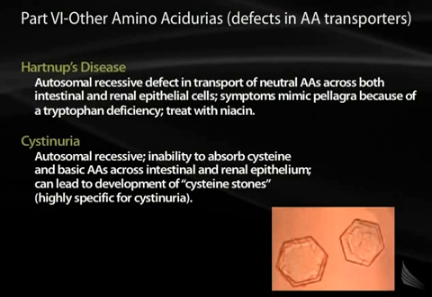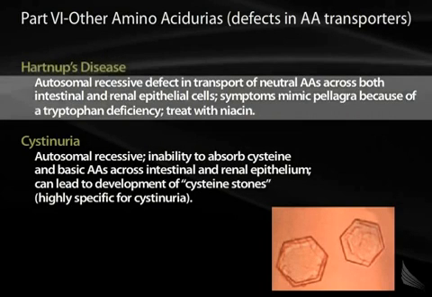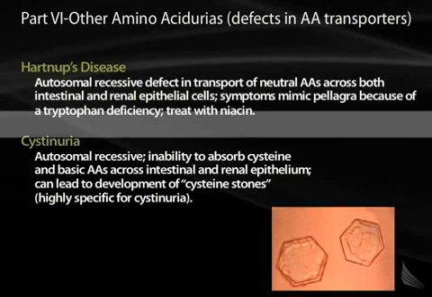A couple of other amino acid metabolic deficiencies. One is Hartnup disease. This is autosomal recessive, and it involves the transport of neutral amino acids across both intestinal and renal epithelial cells. The symptoms of Hartnup disease actually mimic pellagra because of a tryptophan deficiency. And like treatment of pellagra, you can use niacin to help these individuals.